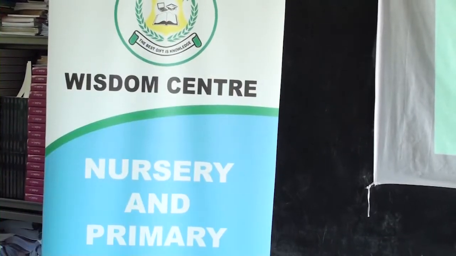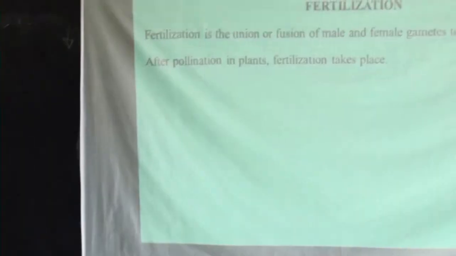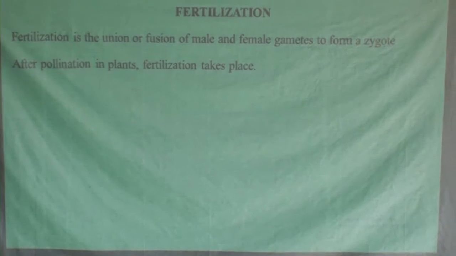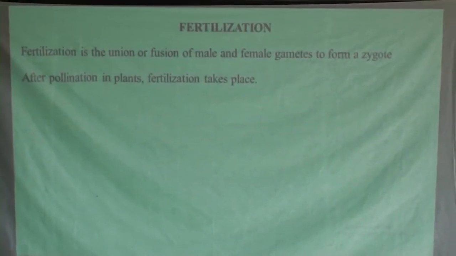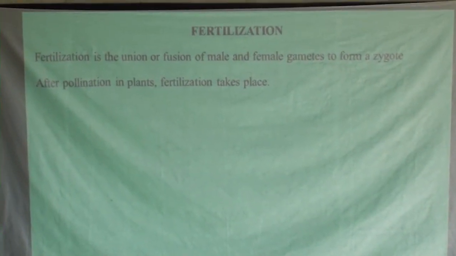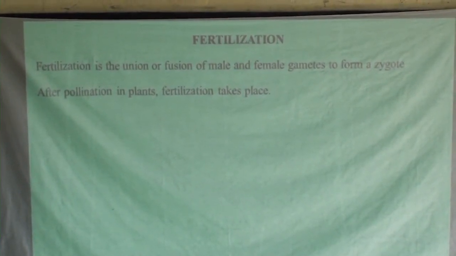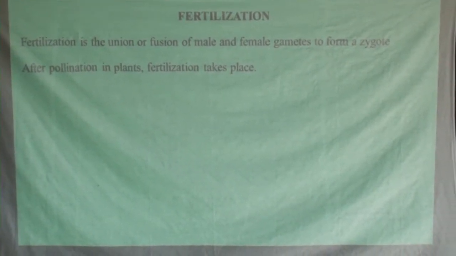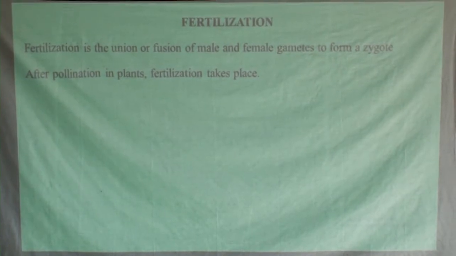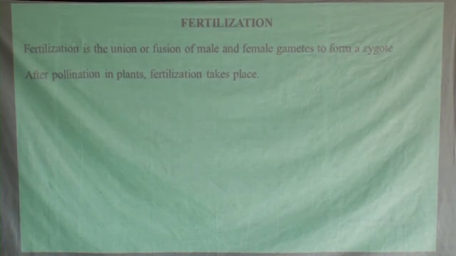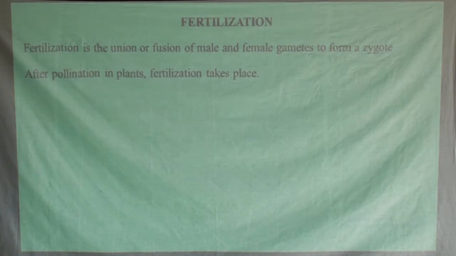So last time we defined fertilization, and we said that fertilization simply refers to the union or fusion of male and female cells. In defining fertilization in plants, it's the same as in animals. Fertilization is the union of male and female gametes to form a zygote. As simple as that, be it in plants or in animals.